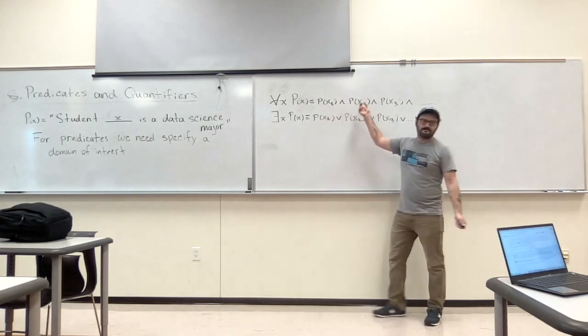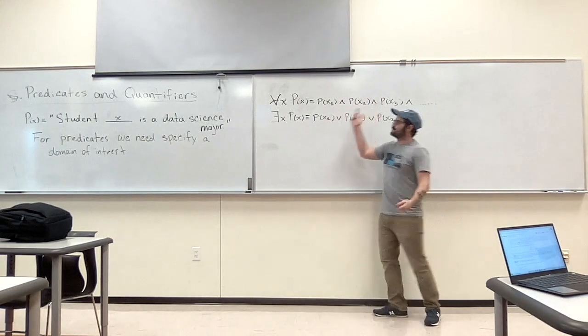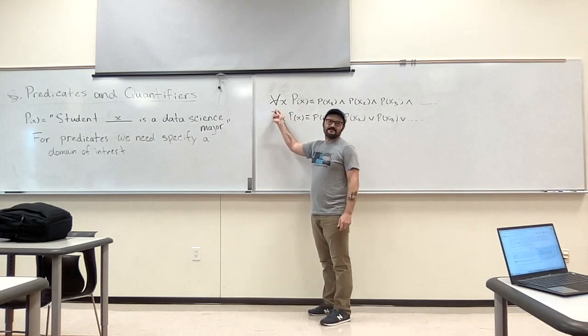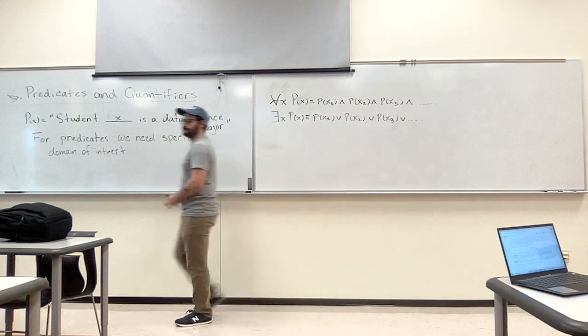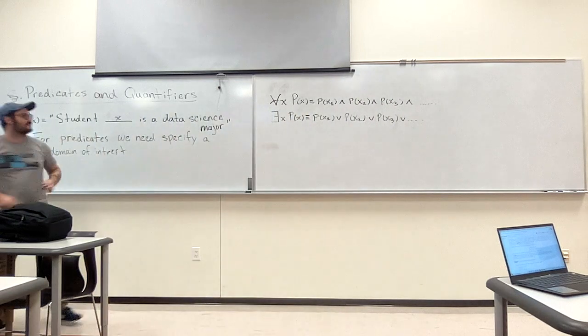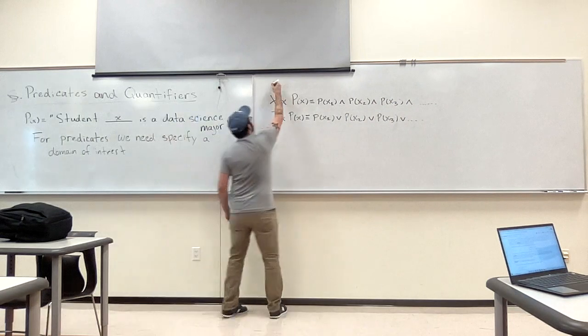Like for all. That's actually what this means. This is read for all x p of x. It's like an upside down A. So yeah, for all x p of x.